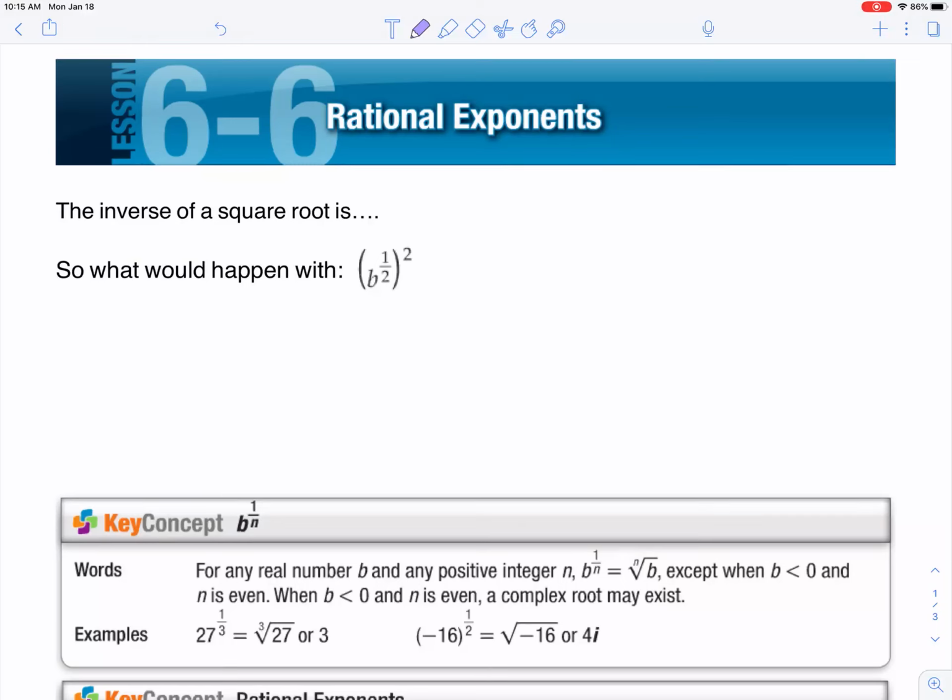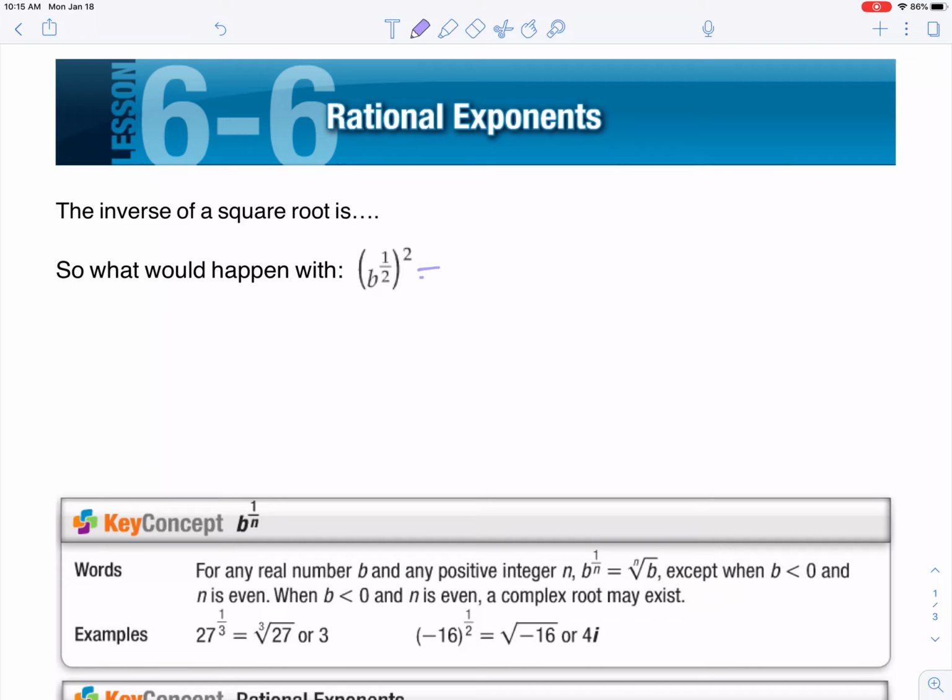So today we're going to be playing with fraction exponents. So the first thing, we're going to figure out how radical signs and exponents are related. So here's what we're going to try: taking b to the 1/2 power and squaring that.